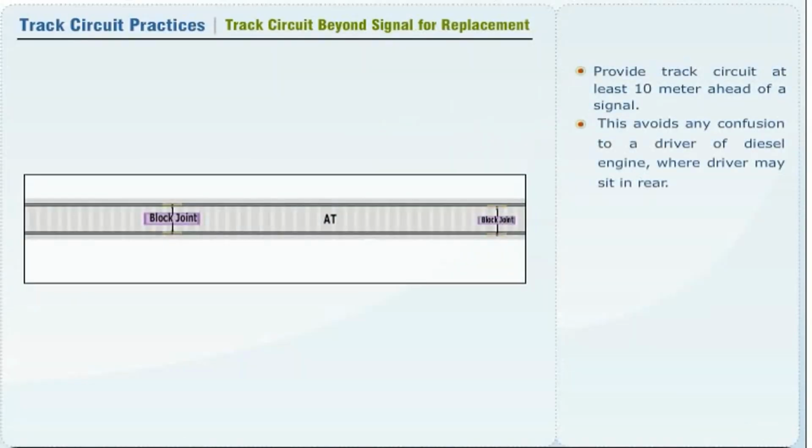Track circuit beyond signal for replacement. Provide track circuit at least 10 meters ahead of a signal. This avoids any confusion to a driver of diesel engine where driver may sit in rear.